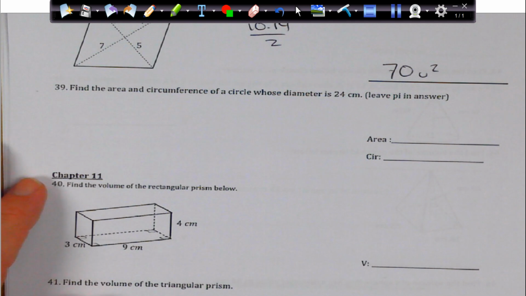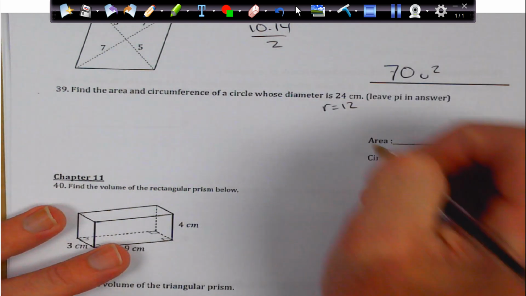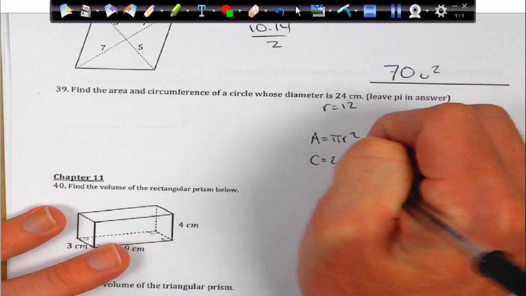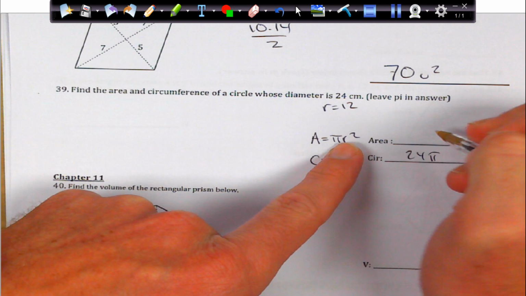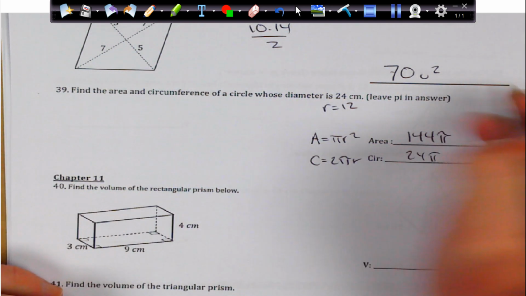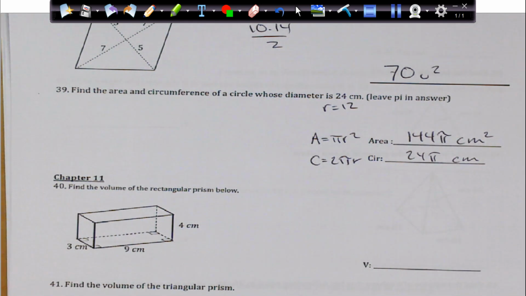Find the area and the circumference of a circle with a diameter of 24. So that means the radius is 12. Area is pi r squared. Circumference is 2 pi r. So this one's just going to be 24 pi. And then 12 squared is 144 pi. And this is in square centimeters, and this is just centimeters. Circumference is just one dimensional, not two.